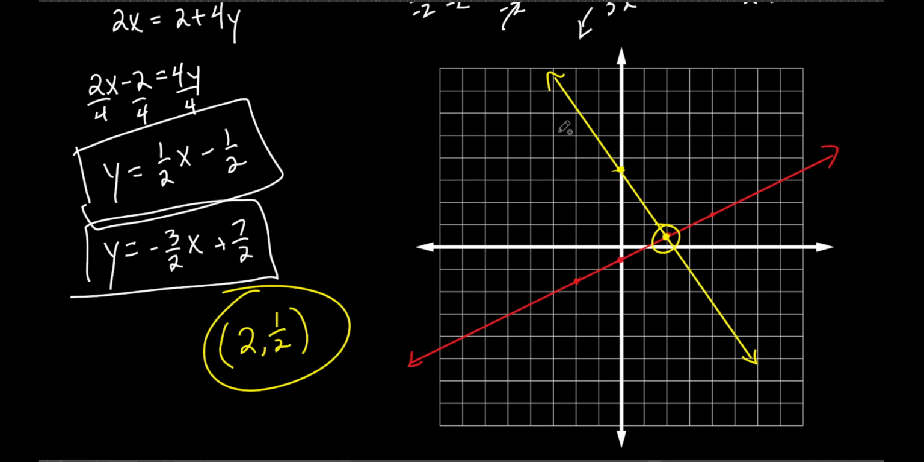Now, I'm not going to do any more of the graphing, but what if your 2 lines came out to be parallel to each other? What would your answer be? Nobody paying attention? It's no solution, right? Because if they're parallel, they don't intersect, so there's no solution. What if the 2 lines are exactly the same line? Then it's all the real numbers, okay?